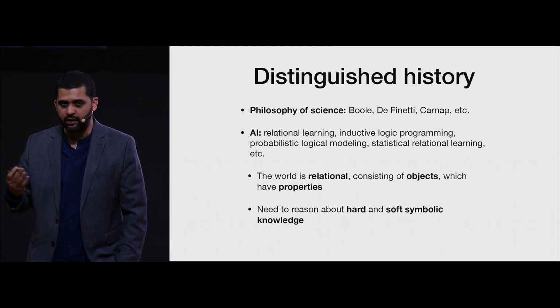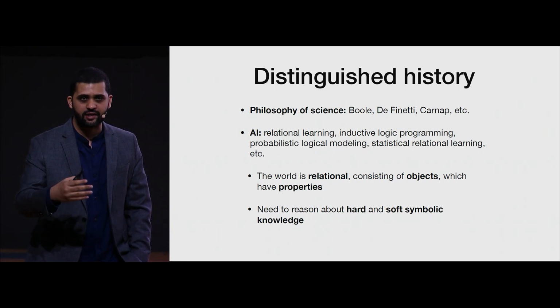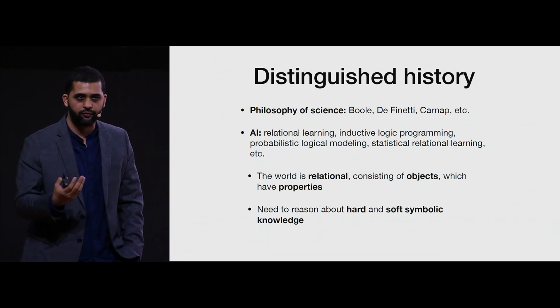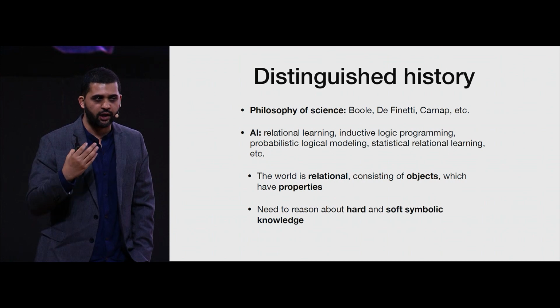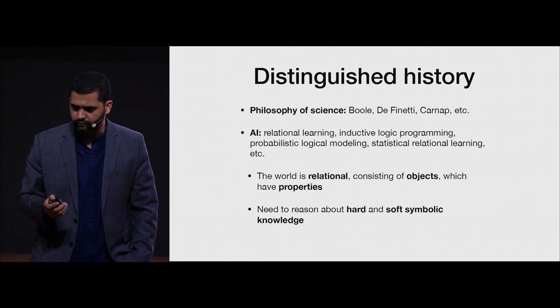And really, the point here is that they have been motivated by these two critical aspects. One aspect is that the world is relational, and the second aspect is that you often need to reason about hard and soft constraints. In fact, constraints came up in both of the earlier talks, where you have some kind of soft knowledge and you might have some hard knowledge, and you want a machine learning model to be able to handle these kinds of constraints.